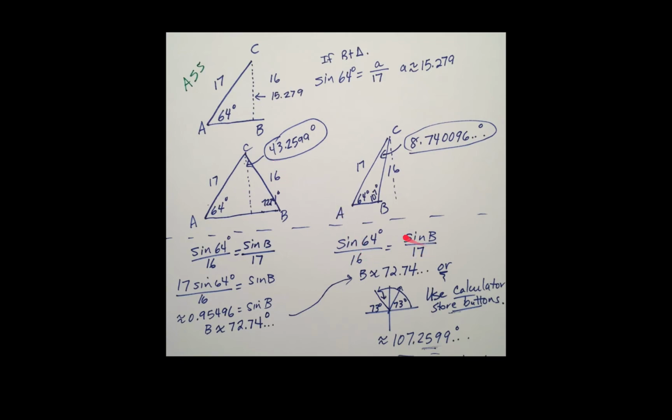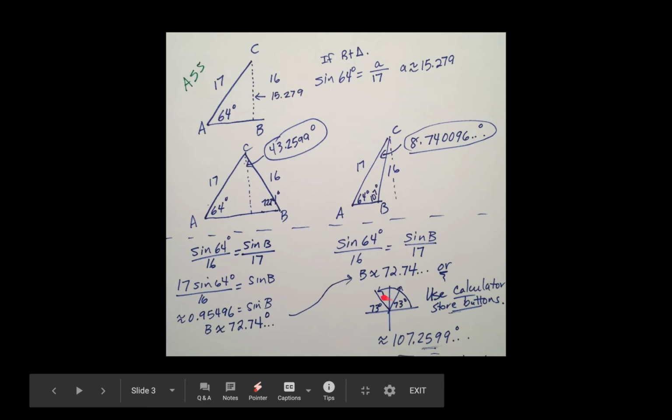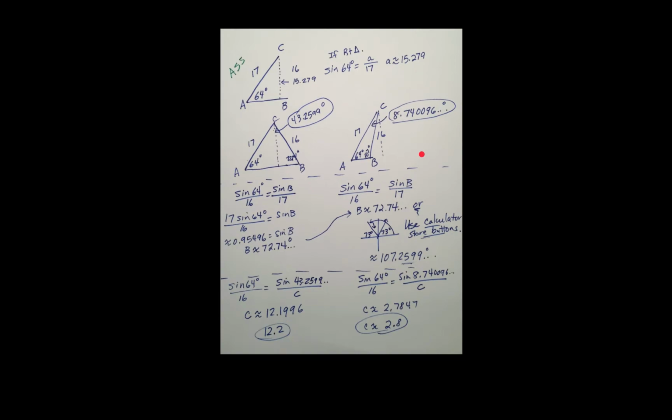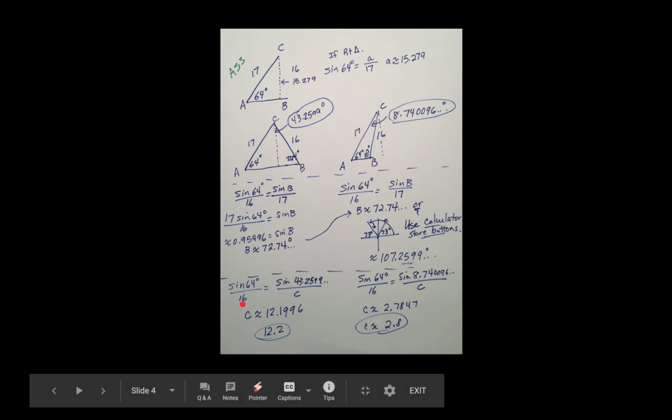On the other triangle, we have the same law of sines. But the thing is, there's another angle that sine of 73 degrees will get us the same sine of. So if we take 180 minus our 72.74, we'll get approximately 107.2599. So that's this angle here. Again, 180 minus these two will give me that angle. Now we just go from there.